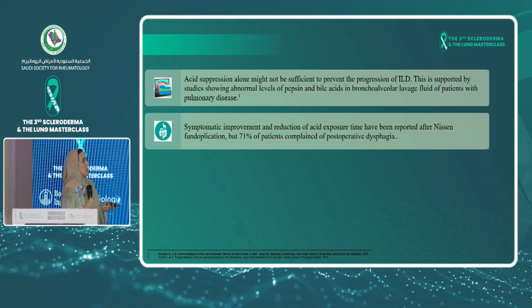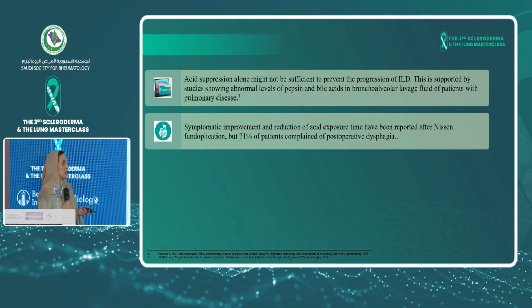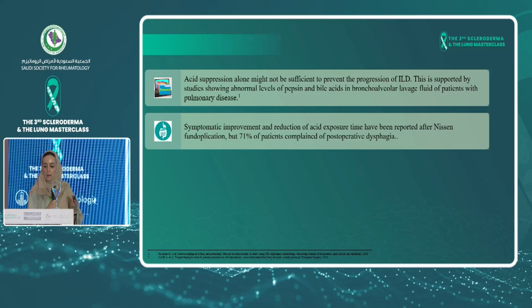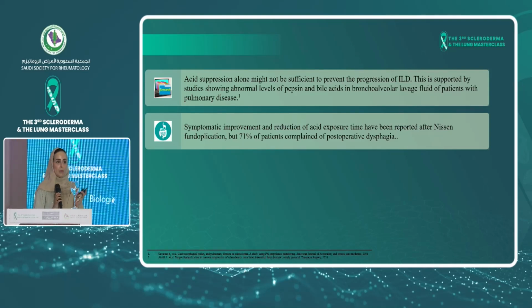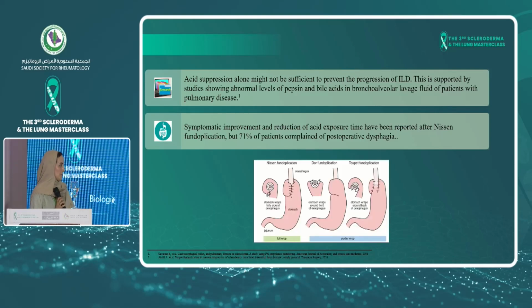So we know that acid suppression alone is not enough to prevent the progression of ILD. This is supported by studies showing abnormal levels of pepsin and bile acid in bronchoalveolar lavage in patients with pulmonary disease. And there is reported symptomatic improvement and reduction of acid exposure in patients after Nissen fundoplication. But the problem with that is 71% of patients complained of post-operative dysphagia in patients with dysmotility. This is a lot. So you're treating something and causing something even worse for these patients.